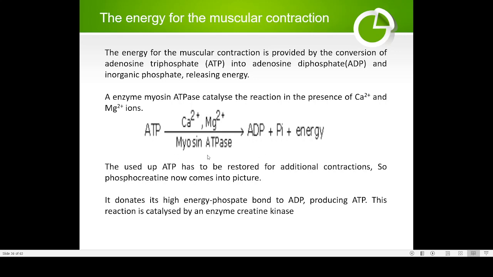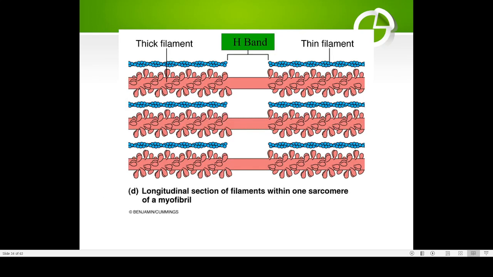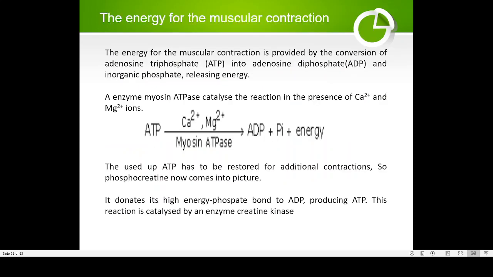enzyme known by the name myosin ATPase will be responsible for the splitting of ATP, forming ADP, inorganic phosphate, and energy. And this energy will be utilized for this muscle contraction. Here you can see that in order to attach this head with the actin filament, energy is required. This energy is actually supplied by splitting of ATP molecule.